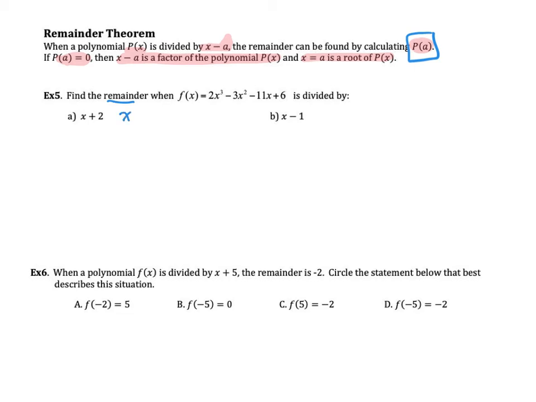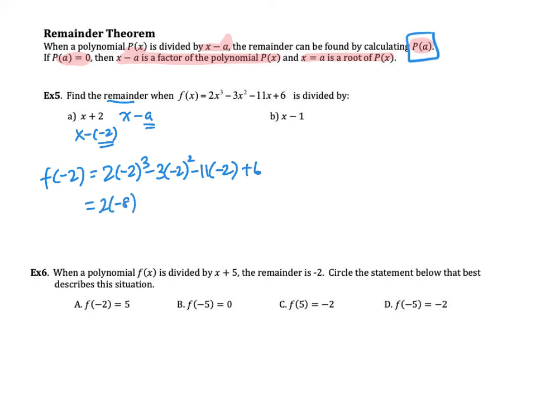Oops, sorry, that shouldn't be a plus sign there. A is equal to what? Well, a is equal to negative 2. So if I take f of negative 2, right, so 2 times negative 2 cubed minus 3 times negative 2 squared minus 11 times negative 2 plus 6, and I need to calculate this. So you guys can pause and go ahead and calculate on your own, or you can follow me.